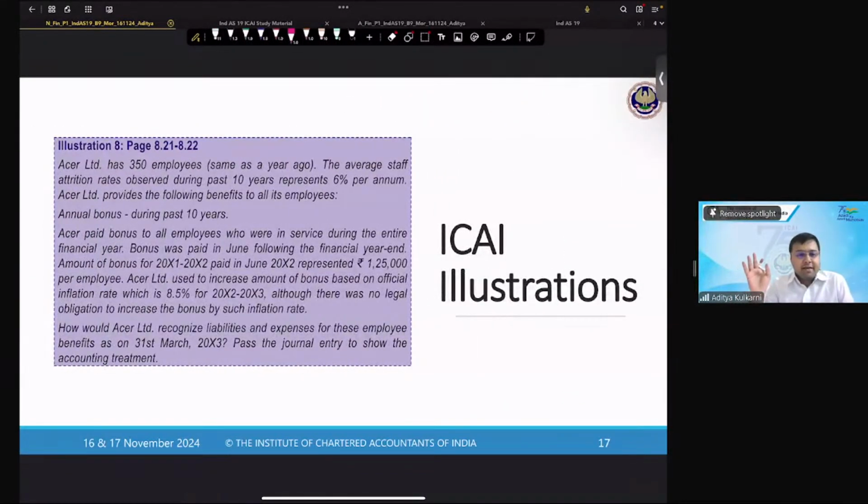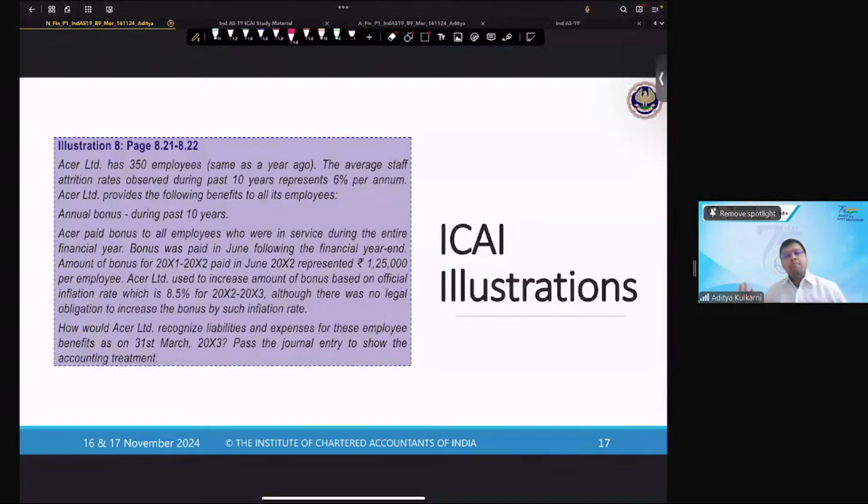So coming to the next one, illustration 8. Acer Limited has 350 employees, same as a year ago. The average staff attrition rate is 6% per annum. It provides these benefits. One is annual bonus during past 10 years. Acer paid bonus to all employees who were in the service during the entire financial year. Bonus was paid in June following the year end. Amount of bonus for X1, X2 paid in June 20X2 represented 1,25,000 per employee. Acer used to increase the amount of bonus based on the official inflation rate, which is 8.5% for 20X2, X3, although there was no legal obligation to increase the bonus by such inflation rate. How would Acer recognize liabilities and expenses for these employee benefits?